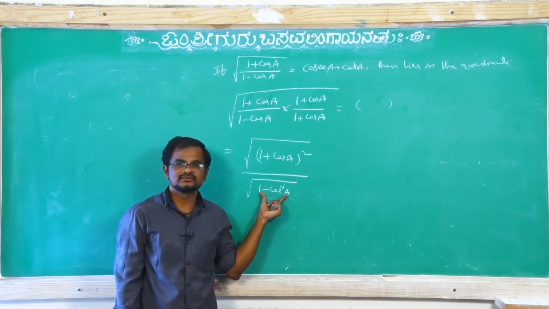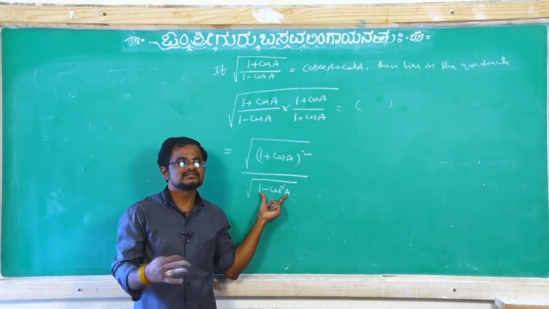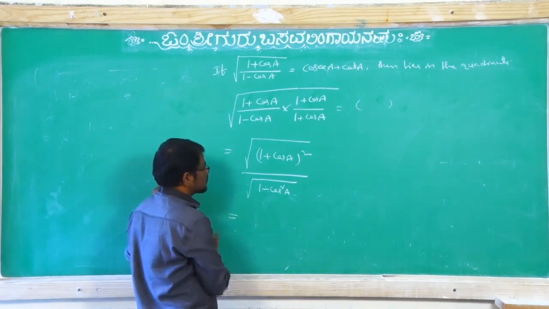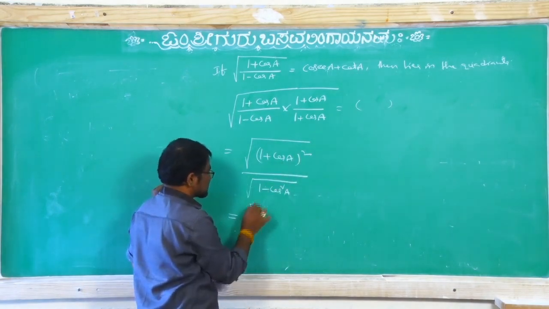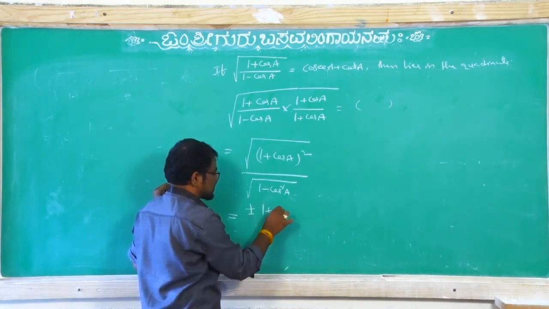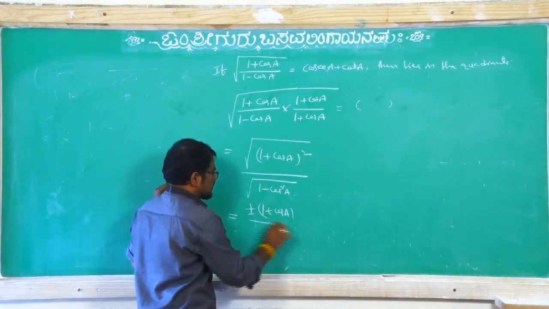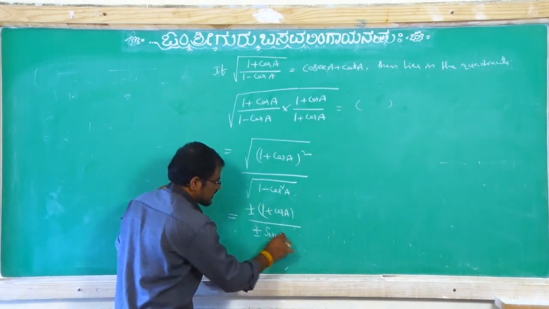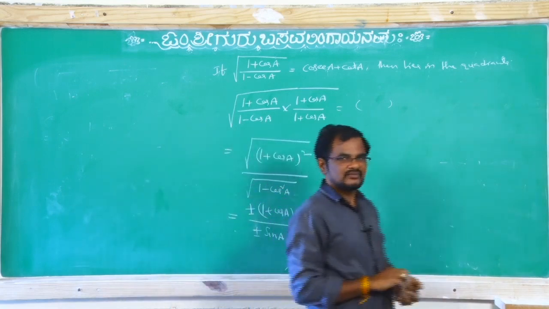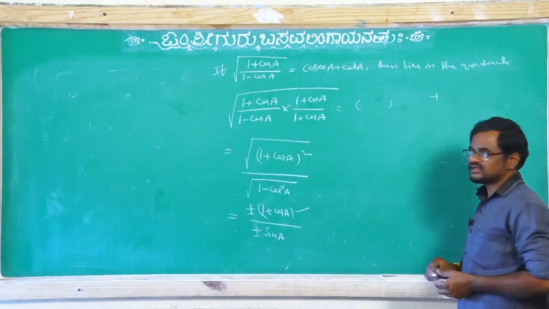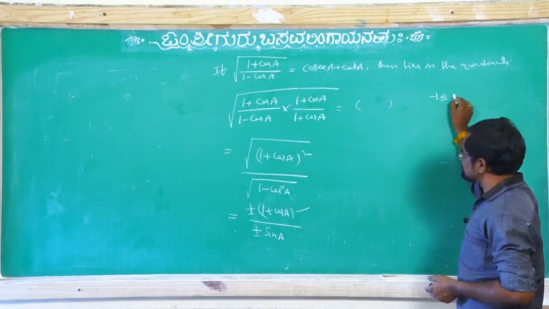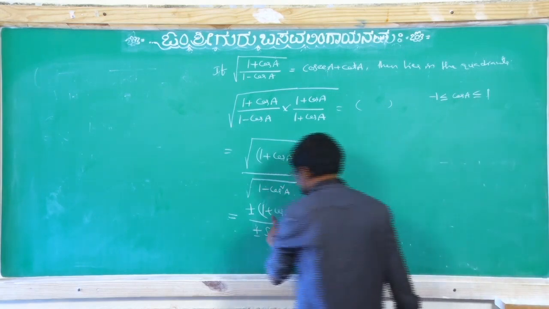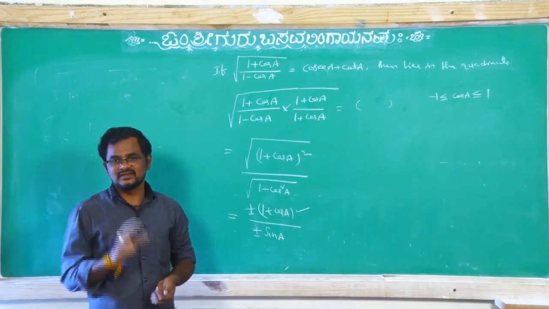Sin, where is it positive? Sin is positive in first and second. That only we are getting, right side. Now it is equal to plus or minus (1 plus cos A), modulus means plus or minus, divided by 1 minus cos square, sin square, means plus or minus sin A. Now here I will identify. Already we know that minus 1 is less than or equal to cos A less than or equal to 1. But what I want? 1 plus cos A. What about the 1 plus cos A?